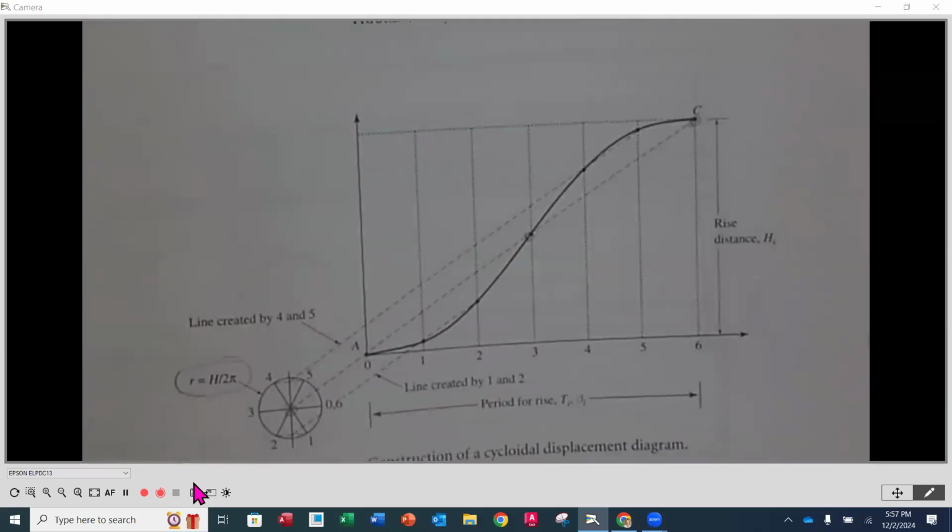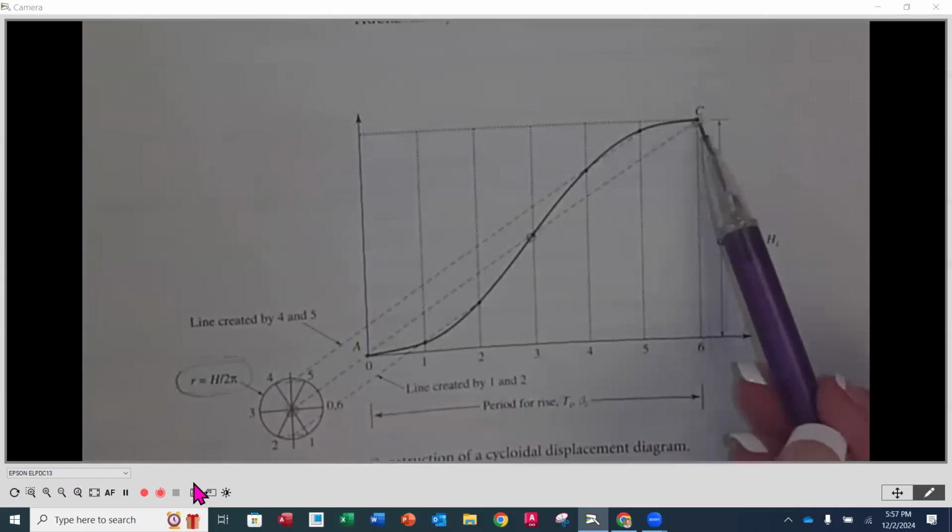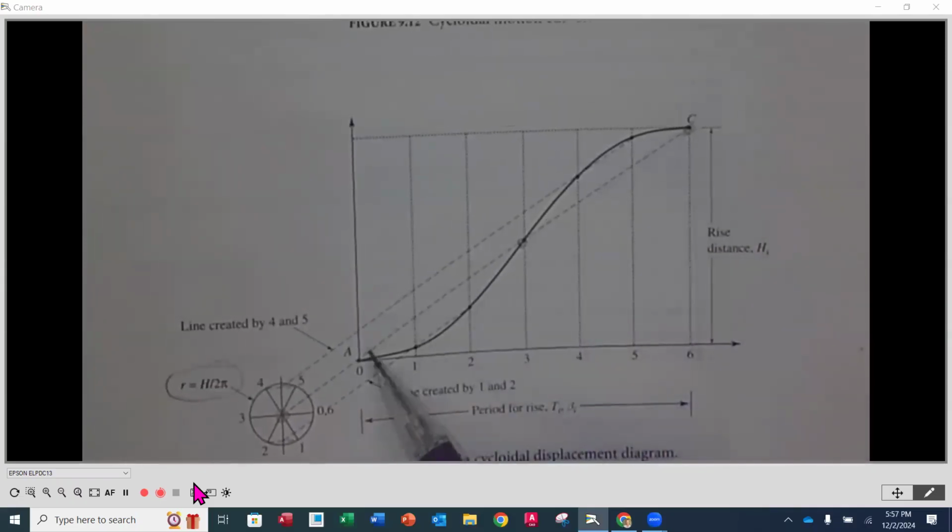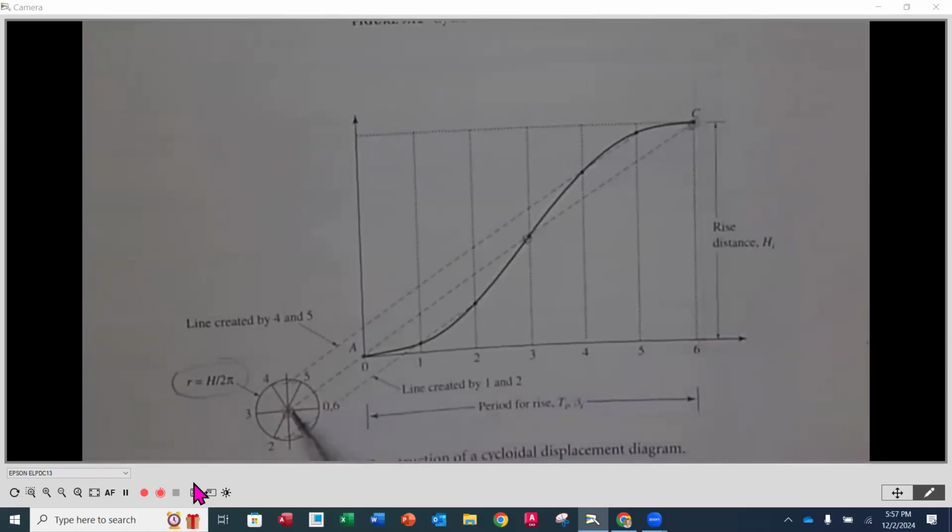It could also be a fall, all right? But in this case, the distance that we're going to be traveling, rise or fall, is h. Then you're going to divide that by 2 times pi, and that's going to be the radius of this circle, okay? Now, as we look at the construction here, from the end all the way down to the beginning, we're going to extend that line, and the center of that circle for the cycloidal motion is going to be along that line, all right?